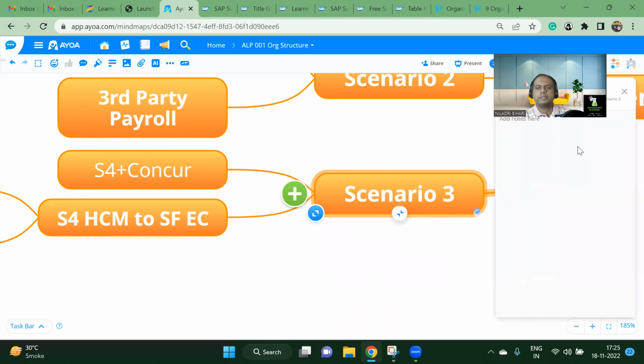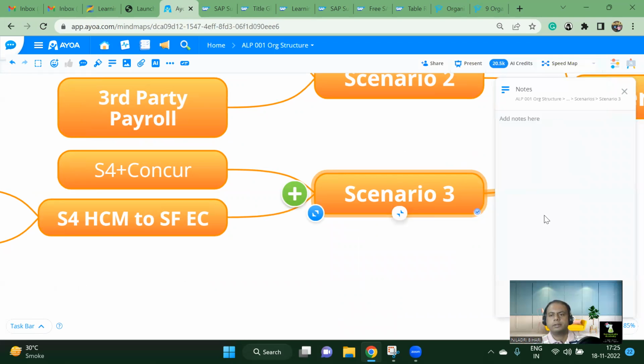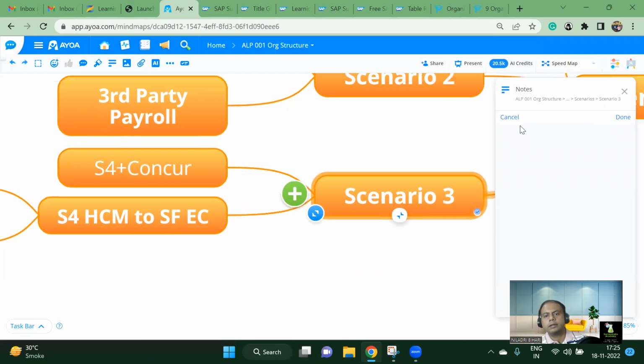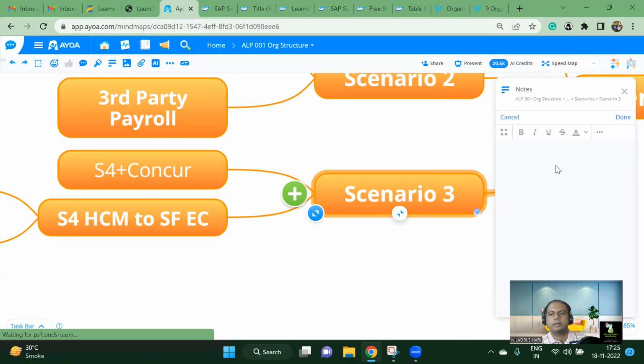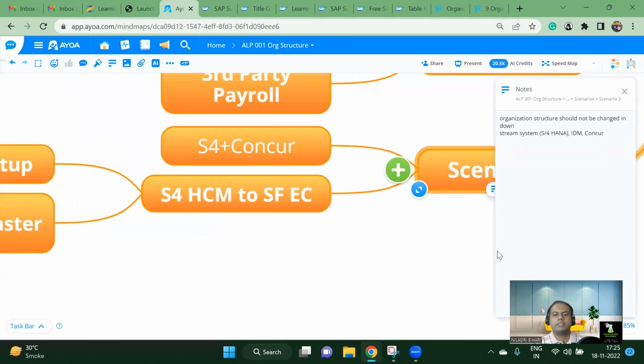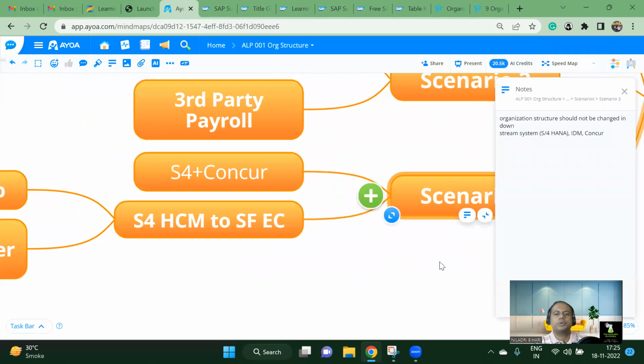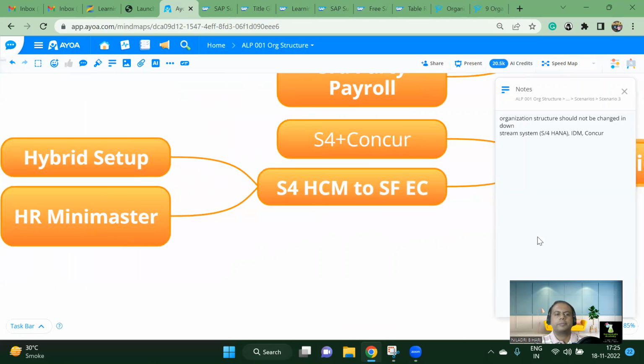Add some notes that the org structure should not be changed in the downstream system, whether it is S/4HANA, ID Manager or Concur, right? So this is in the comment section, I just put it here. In this scenario, it should not have this kind of detail about it, right?